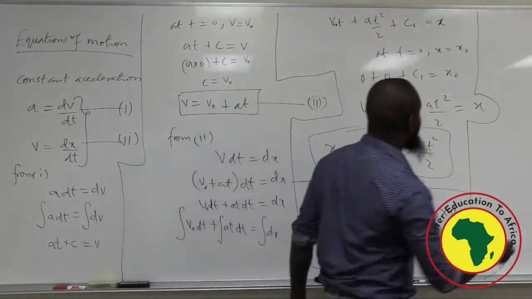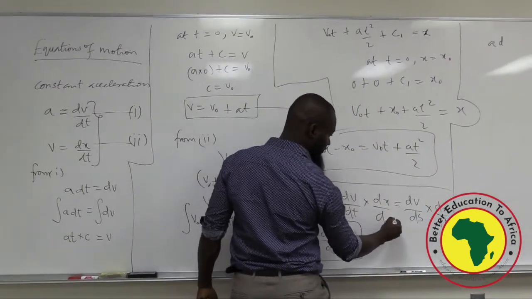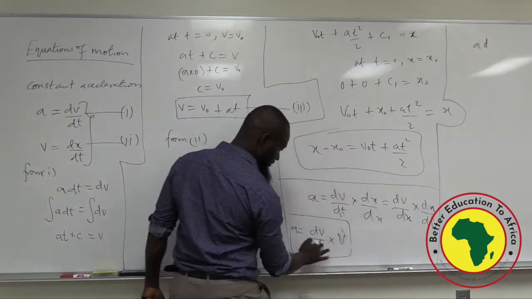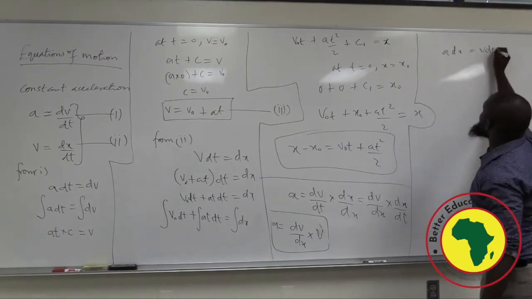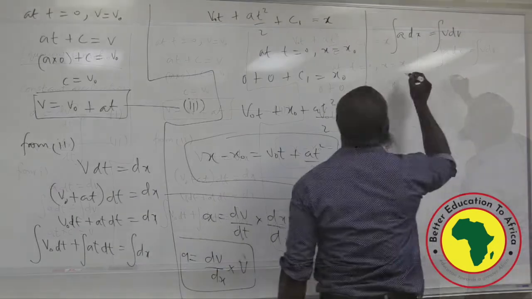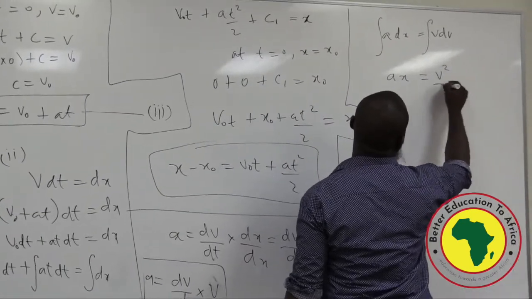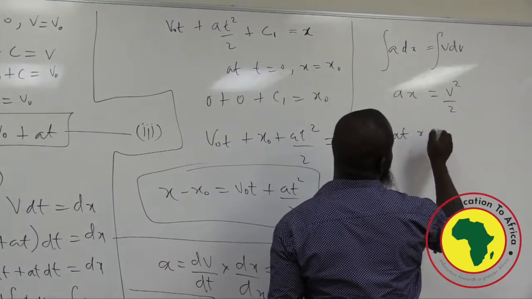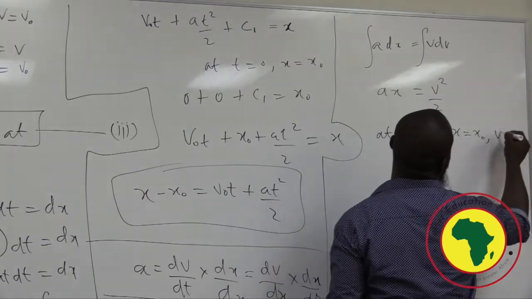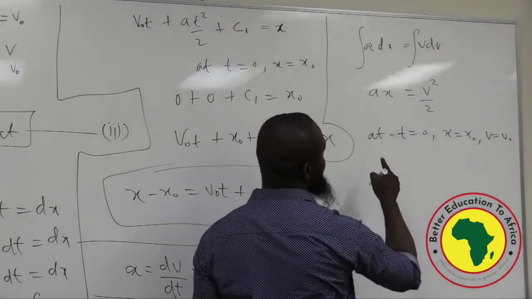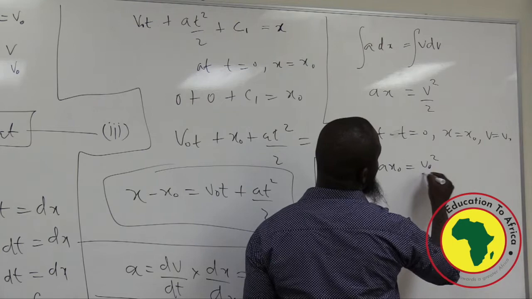So this one I will integrate. That a dx, it's now dx. So a dx equals v dv. So I integrate both sides. So we get a multiplied by x equals v squared over 2. So at t equals 0, x equals x naught, and v equals v naught. We use those initial conditions. Then we don't have any t here, we just have x naught. So a x naught equals v naught squared over 2.